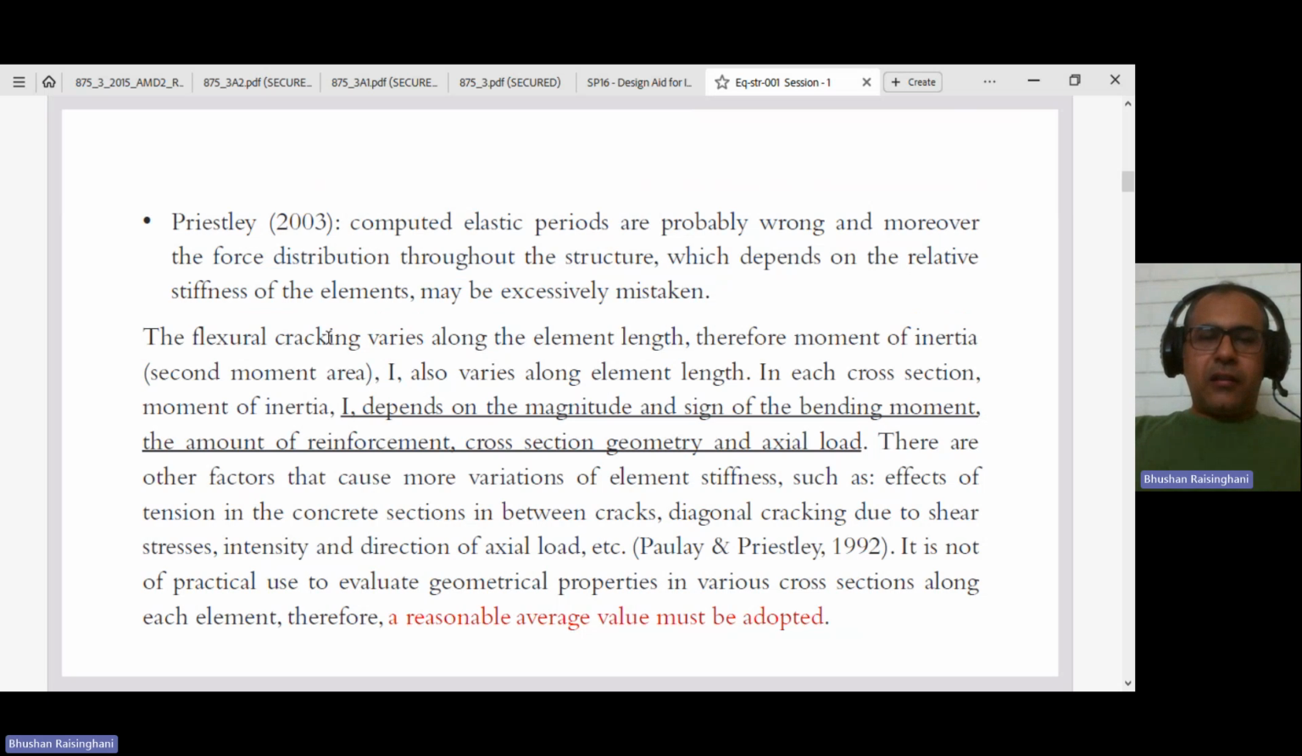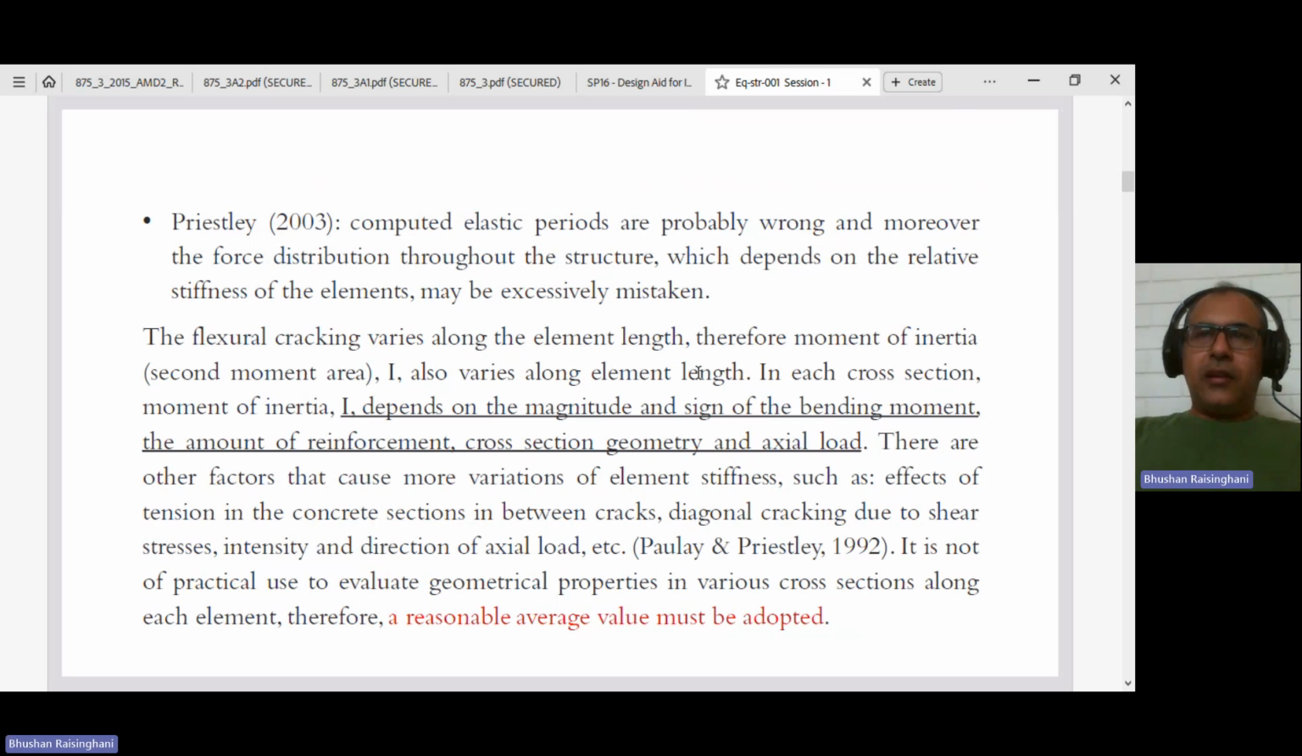The flexural cracking varies along the element length, therefore the moment of inertia I also varies along the element length. As the cracking is different at the center and the end portion, you will find that I is not a constant term in one element, whether a beam, a column or a wall.